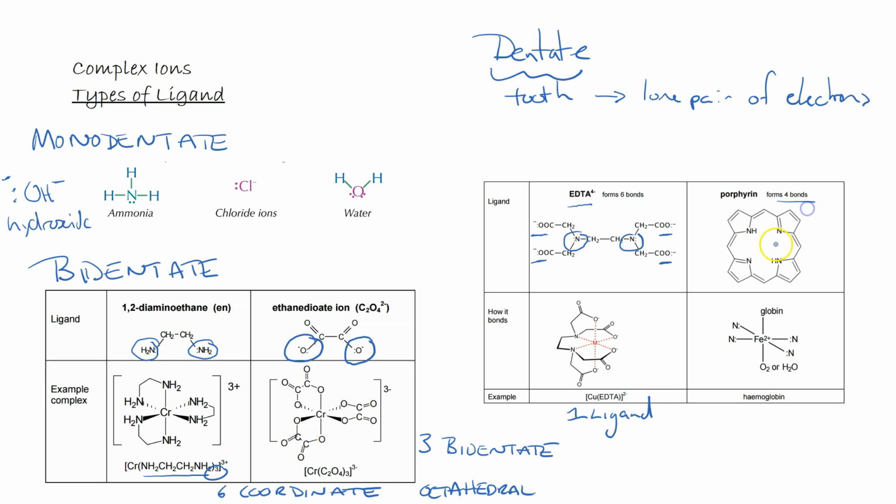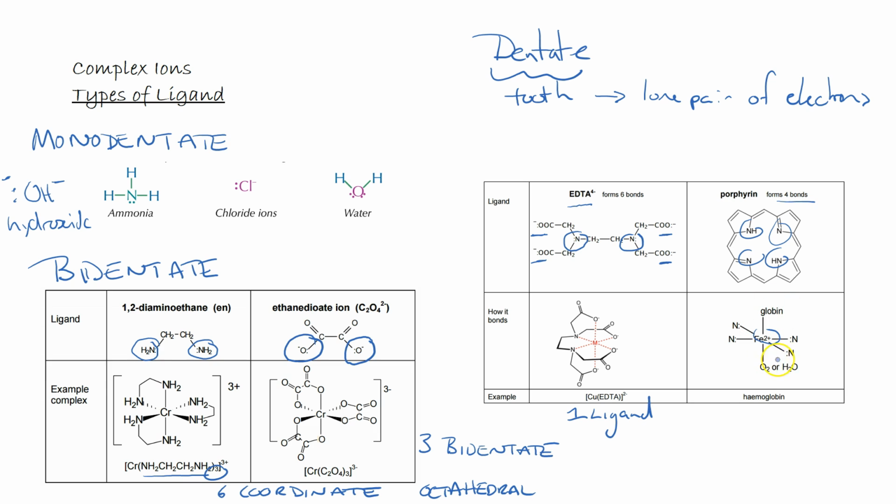The other one we see here is porphyrin. We form 4 bonds, 1 from each of these nitrogens, and they tend to form around the central metal ion in a square complex shape. And this is classic for hemoglobin, where we have a large protein or globin molecule sat on one end of the ion.